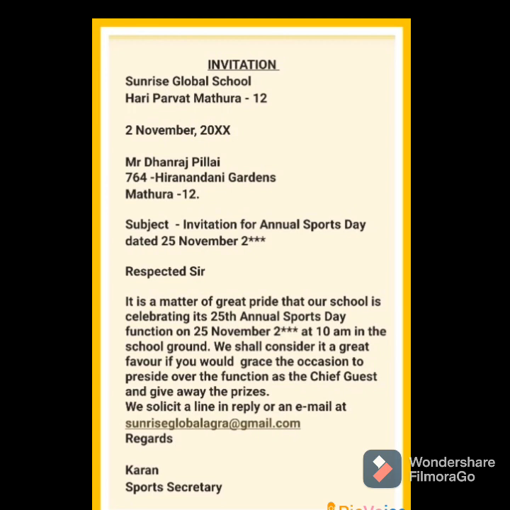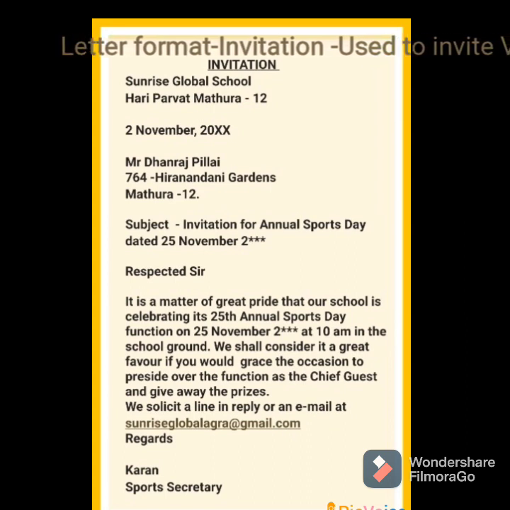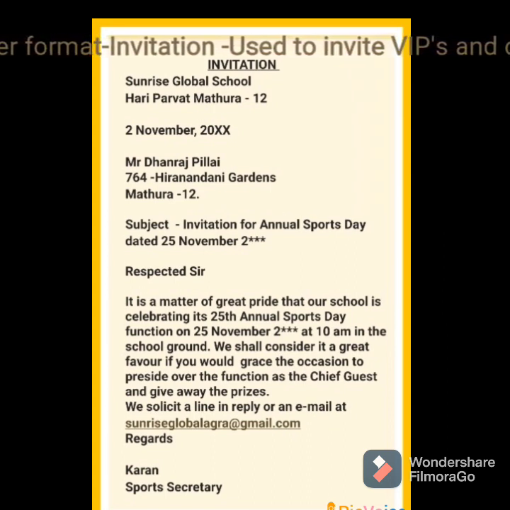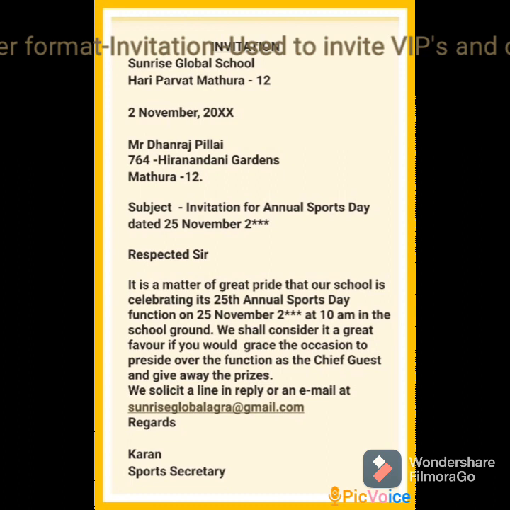So here you must remember, you have to follow the similar rules which you use for writing formal letters. First of all, you have to write in the left hand top corner the name of the host along with his complete address. In this example, I have written at the top left corner the name of the host school, that is Sunrise Global School, Hari Parvat, Mathura, and pin code is 12 here. And then after leaving a 1-line space, I have put the date. And then again I have left 1-line spacing, and then I have written the name of the invitee. So here the invitee's name is Dhanraj Pillai. And then the complete address of this guest is mentioned.